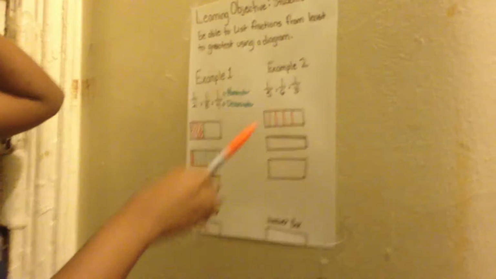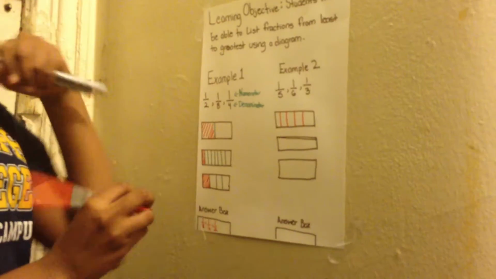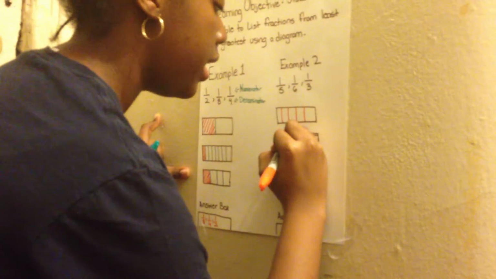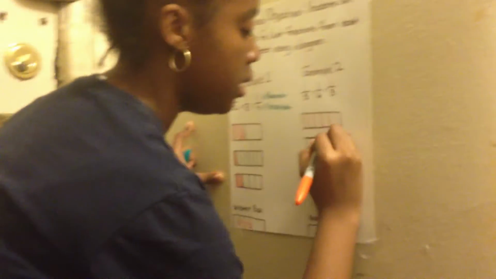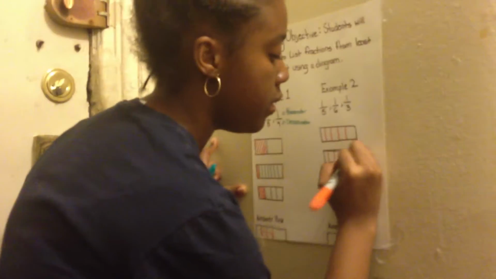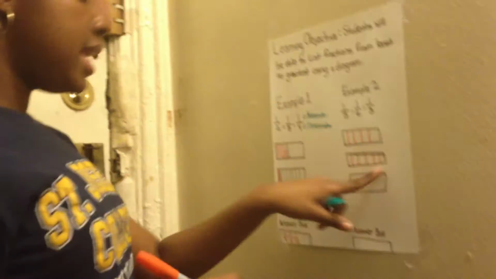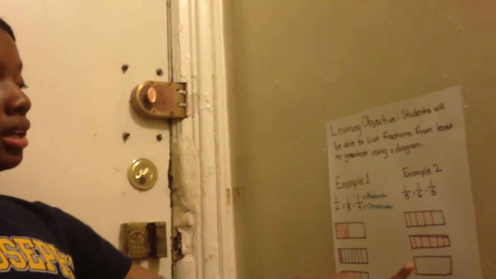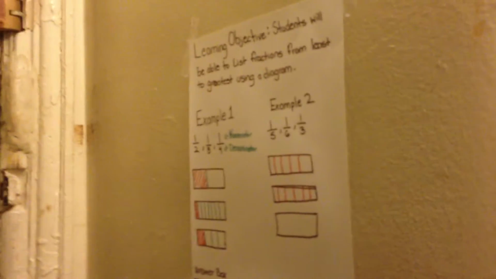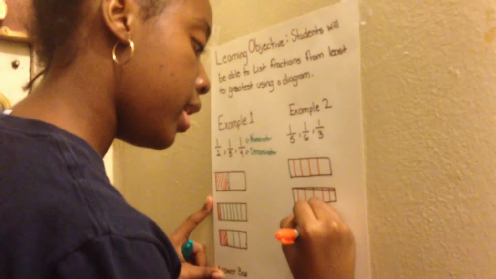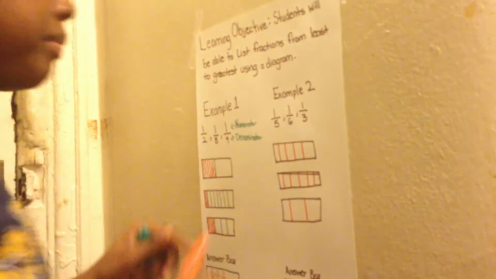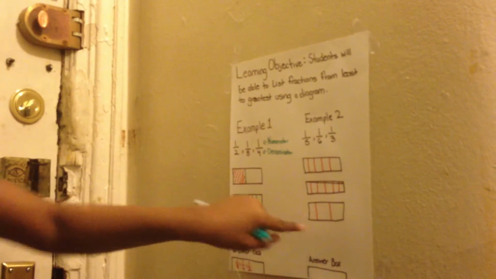And how many are going to be created in the next box? 6. 1, 2, 3, 4, 5, 6. And how many are going to be created in the third box? 3. 1, 2, and 3. Now, we have 1/5, 1/6, and 1/3.